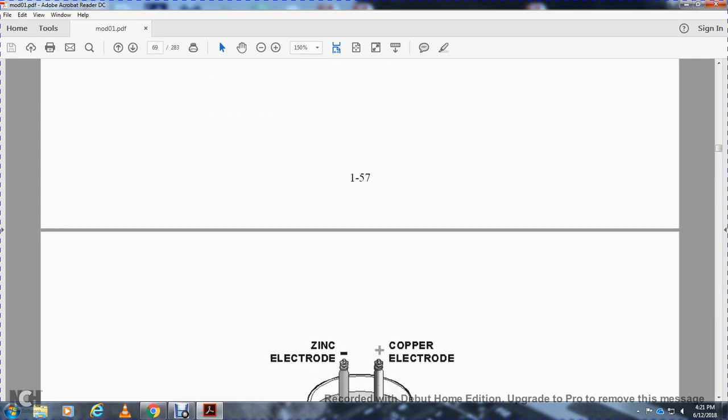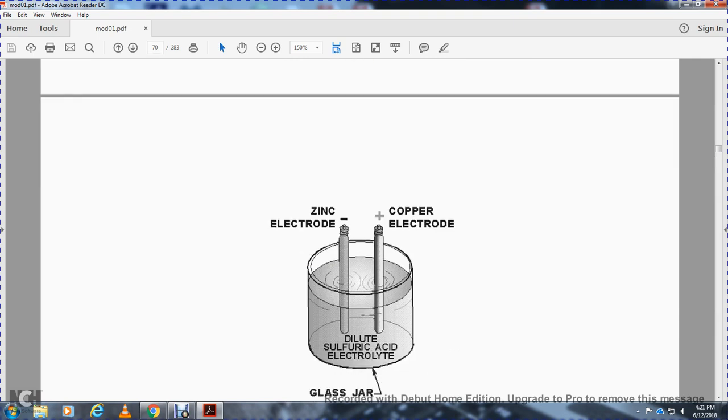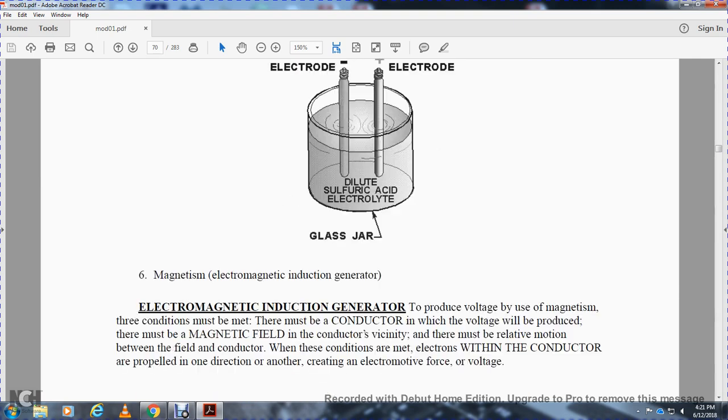Chemical action in a battery also serves the zinc electrode, copper electrode, diluted sulfuric acid electrolyte, and glass jar. Magnetism: an electromagnetic induction generator. To boost the voltage of the mechanism, 3 conditions must be met.